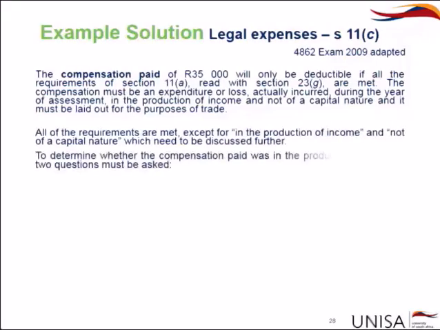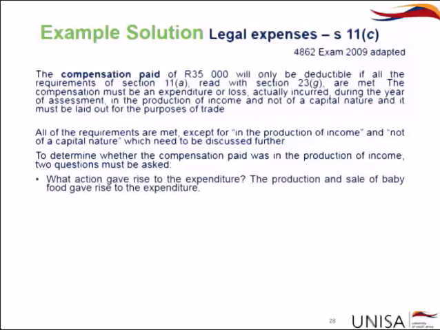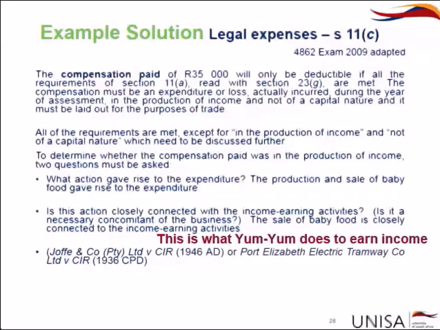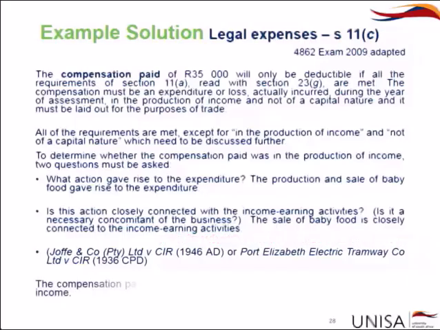To determine whether the compensation paid was in the production of income, we need to ask ourselves the two questions. What action gave rise to the expenditure? The production and sale of baby food gave rise to the expenditure. Is this action closely connected with the income earning activities? Well, yes, it is. The sale of baby food is closely connected to the income earning activities. The case law from which these questions come from is the Joffe and the PE Electric Tramways. The compensation paid was therefore expenditure incurred in the production of income.